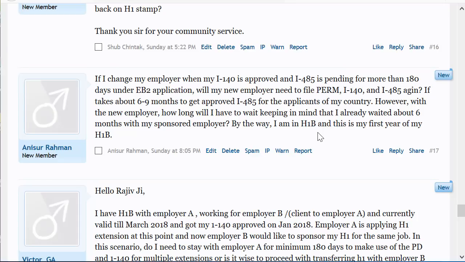I don't think this is going to cause you too much additional wait, except that if they schedule you for an interview, it's very difficult to say how that's going to play out. But if you have a good job offer, I don't see why you shouldn't take it. Just make sure that the new employer is willing to sign the Supplement J form.